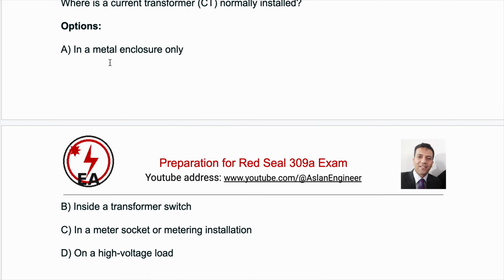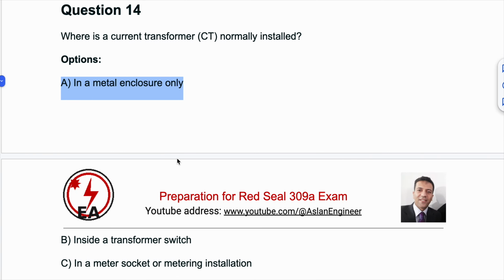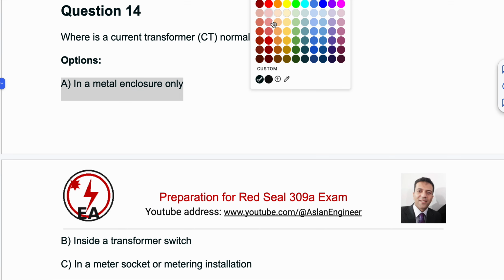The correct answer is metal enclosure. We need a metal enclosure to put the CT in it.